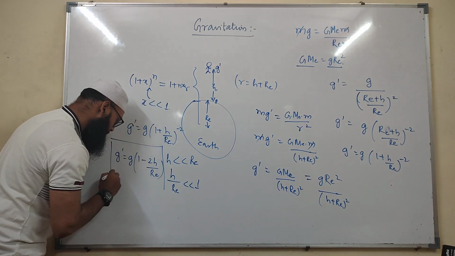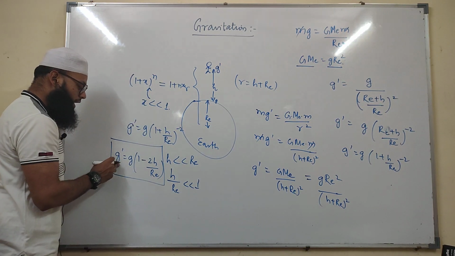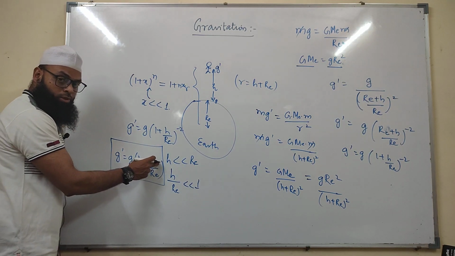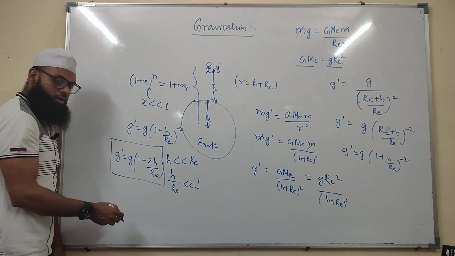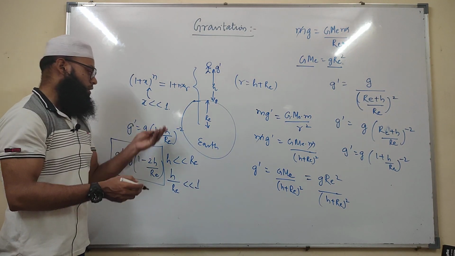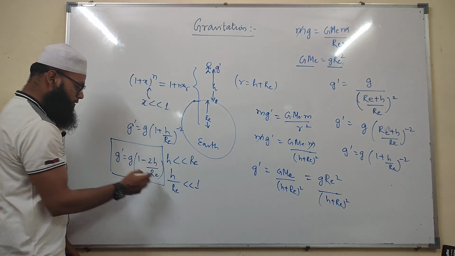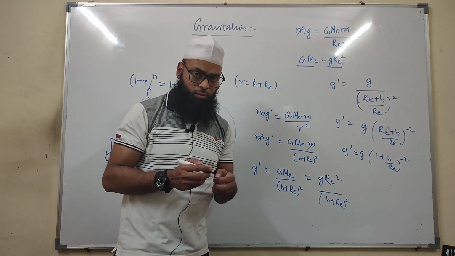So this is the value of g dash, the acceleration due to gravity, it would not be right to call it g. This is the value of acceleration due to gravity at a height h which is very much less than Re. It is necessary to mention that this h is very much less than Re, or else we are not going to implement this binomial formula. Okay, so this was one factor on which the variation in g depends.